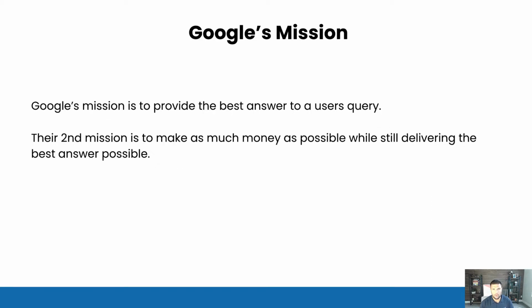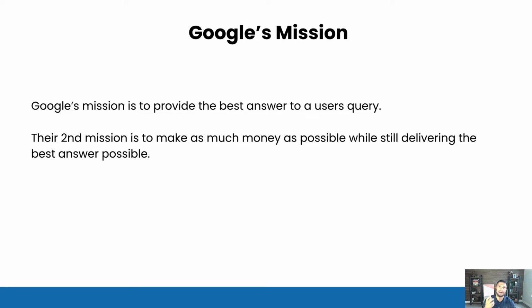So let's talk about Google's mission. Google's mission is to provide the best answer to a user's query. So when someone searches for something on Google, when they ask a question, Google has made it its mission to serve them the best answer possible. And they do this with organic listings and they do this with ads.